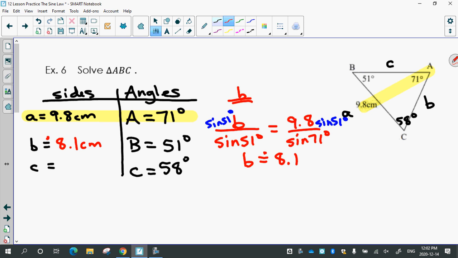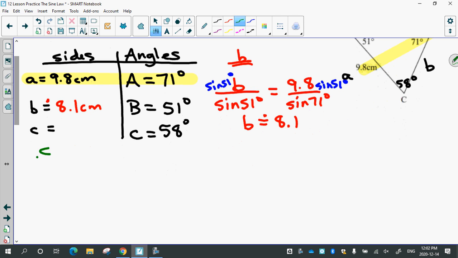Does that make sense? Okay, all right, so now we're going to find side little c. So it's going to be little c over the sine of angle c. And I'm going to go back to the info given in the question because I know it's right. I know I didn't make a calculation error or anything. So I want the side on top, 9.8 over sine of 71.